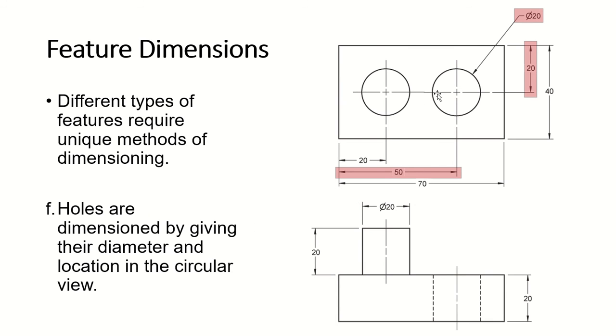Different types of features here in this drawing. We have different types of features right there. They require different methods of dimensioning. So I'll put a specific dimension to specific features. So you have holes, two holes right here. Holes are dimensioned by giving their diameter and location, of course. And we are going to put your circular view right there, showing the circle's radius. So I have one circle, another circle representing two holes in my object.